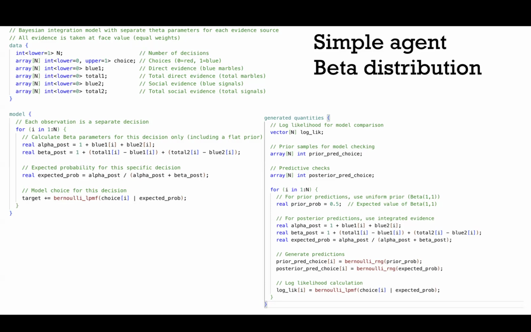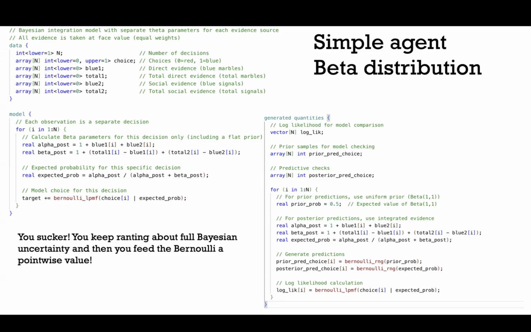I'm not going to go through the generated quantities because you should, at this point, jump on the chair and say, you sucker, right? You keep ranting about full Bayesian uncertainty. We do Bayes because we can do all these things. And then we feed the Bernoulli a pointwise value, right? As I said, this is very convenient.